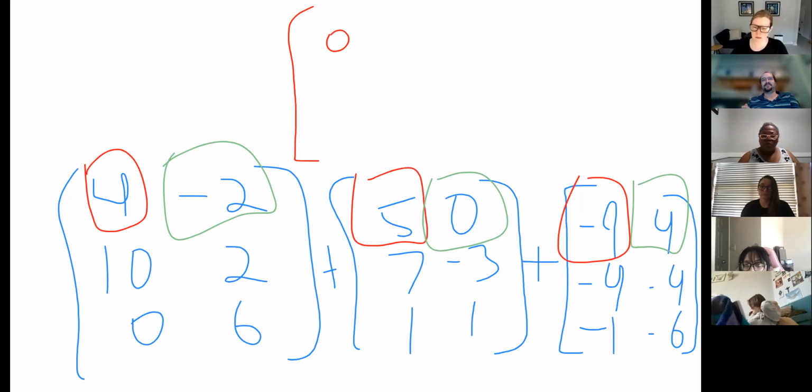Maybe we should do them 2 at a time. I don't know. What is this? This is a -2, a 0, and a 4. If we're adding those 3 things, what are we getting? 2. That's 2. It is 2.